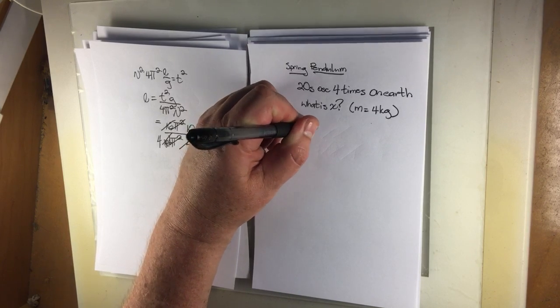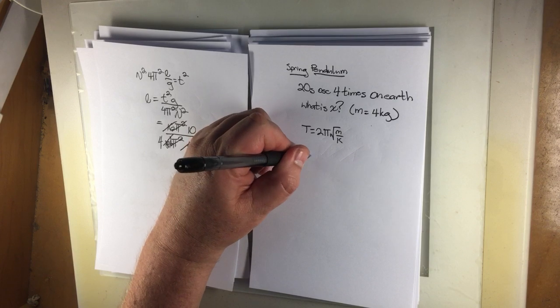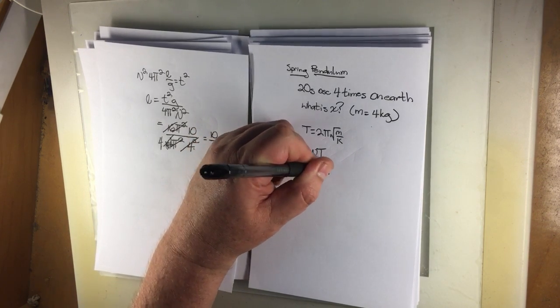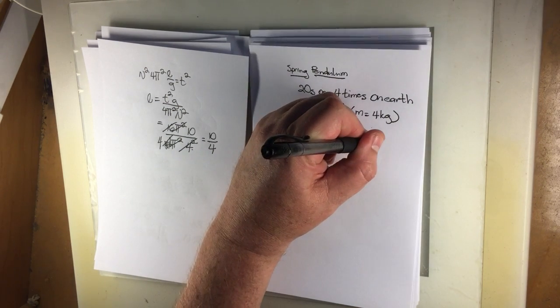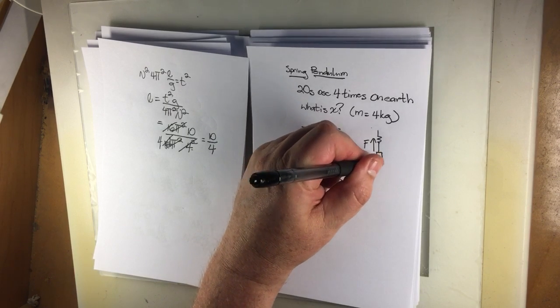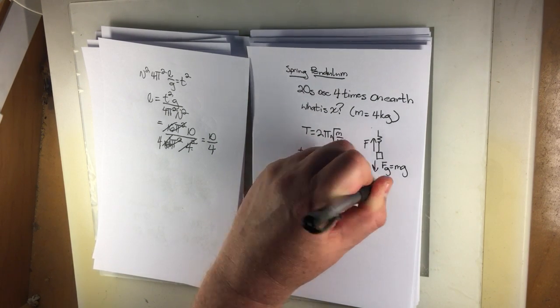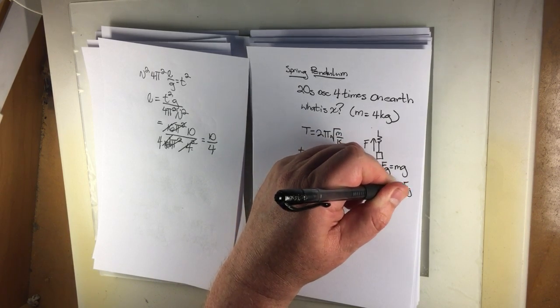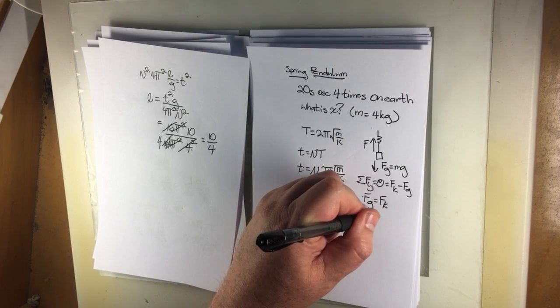So the period is 2 pi root m over k. The total time is n times period, so t is equal to n 2 pi root m over k. Now, a hanging spring, Hooke's law, the force pulls up, gravity force of gravity pulls down. When I say you bring it to a stop, that thing is not moving, so the sum of the forces is 0. So the sum of the forces vertically is equal to 0, which is equal to Fk minus Fg. So Fg is equal to Fk, so mg is equal to kx.